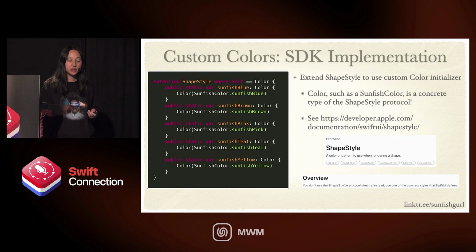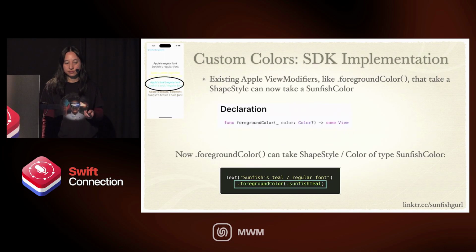Next, you'll want to extend shape style to use your custom color initializer. And color, such as a sunfish color, is a concrete type of the shape style protocol. This means you don't use shape style directly. Instead, you extend shape style so you can use one of its concrete types, like sunfish color, later. So now, existing Apple view modifiers like foreground color that take a shape style can now take a sunfish color. So now the foreground color view modifier can take a shape style of type sunfish color.